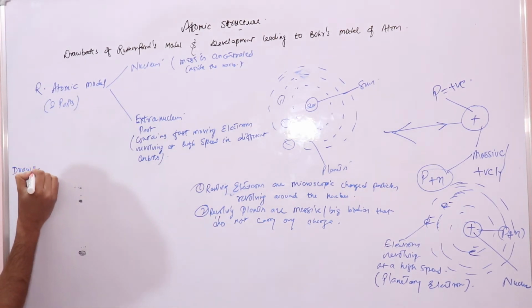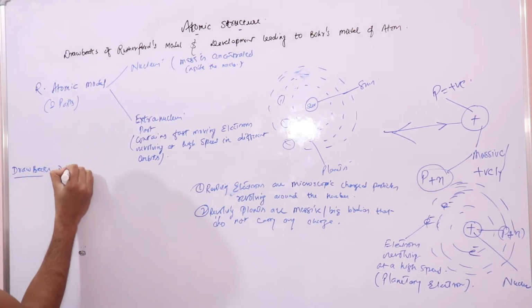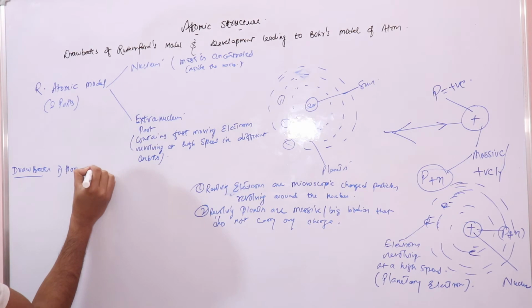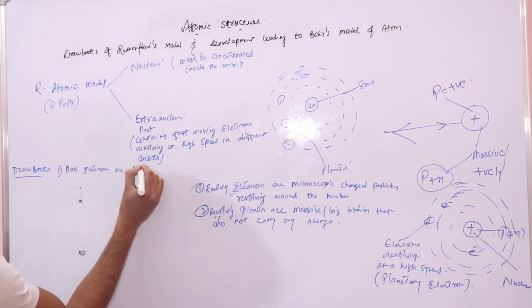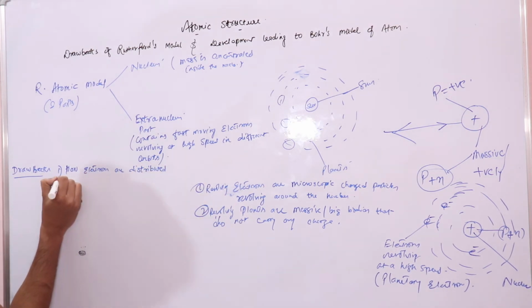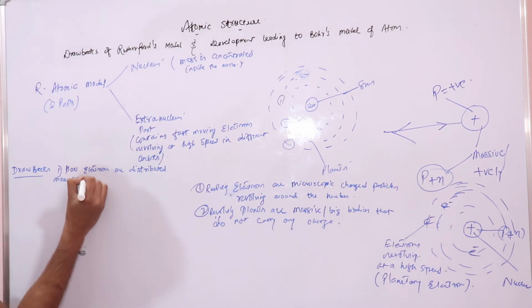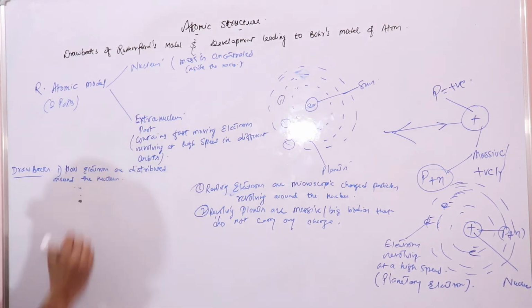Drawbacks are: first, how electrons are distributed around the nucleus, right? This he could not explain, right?